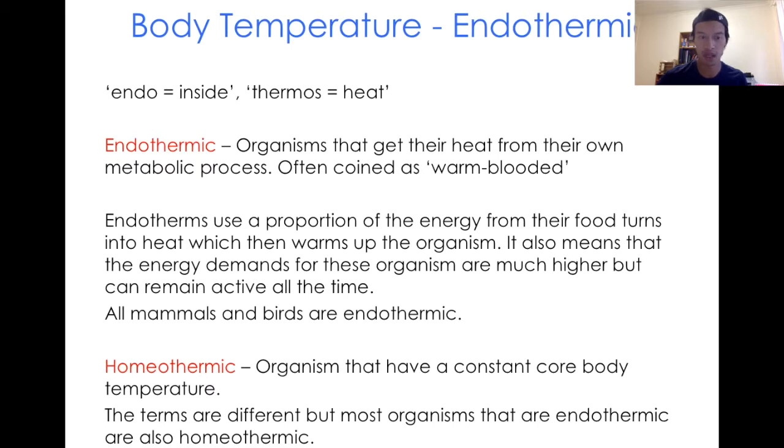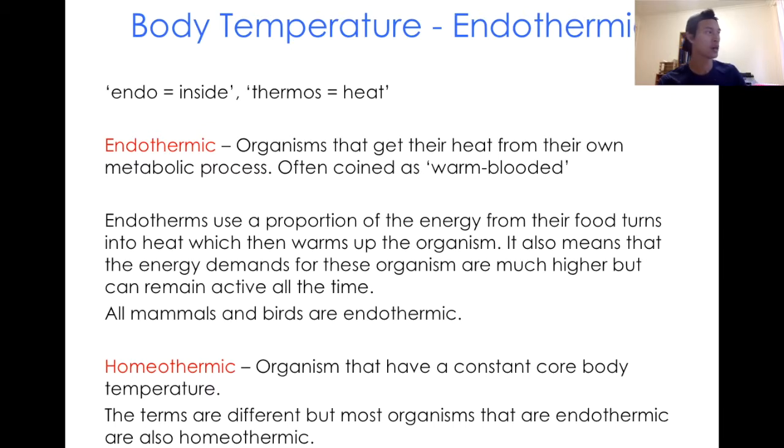So endothermic organisms that get the heat from their own metabolic process are coined warm-blooded, even though it's not technically correct. Endotherms use a proportion of the energy from their food and turn it into heat, which then warms up the organism. For most endotherms, that sits at about 50 or 60% of the metabolic energy that they get from their food. It's a very inefficient process, but it keeps them warm and helps us survive.